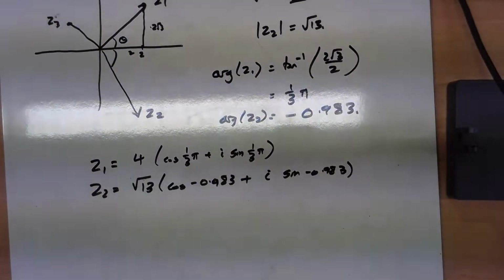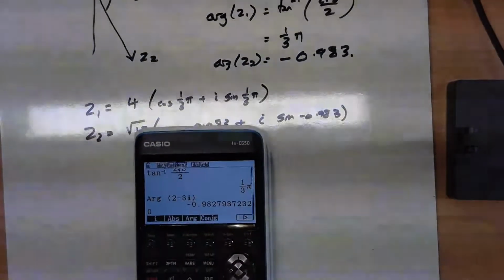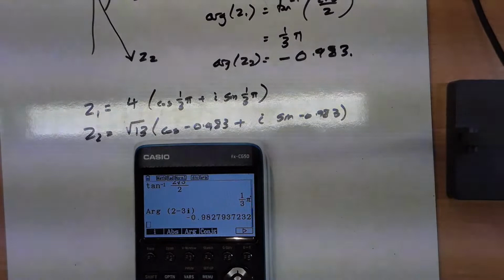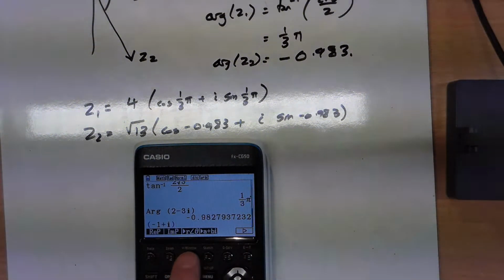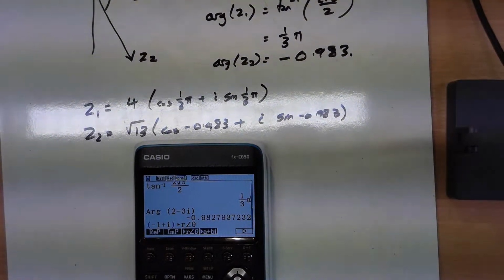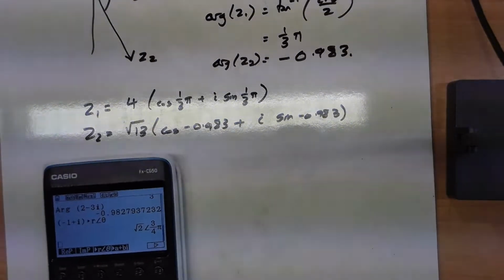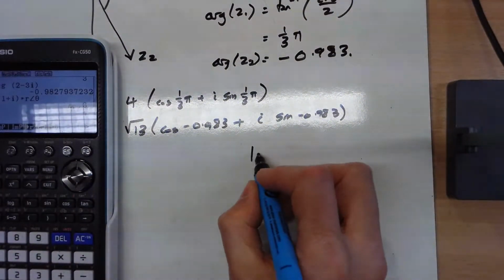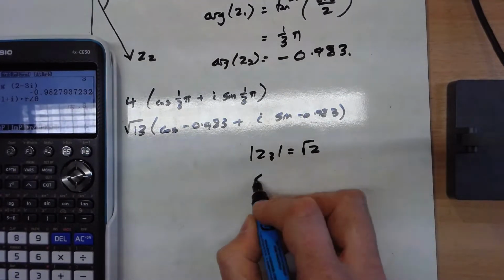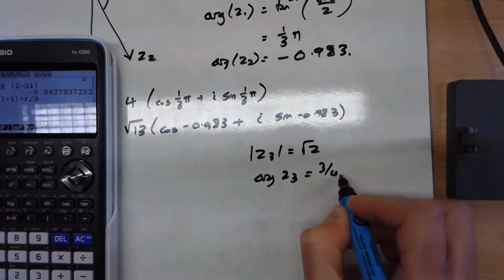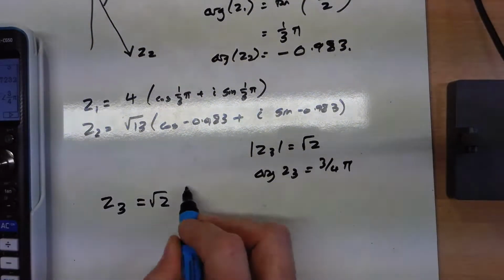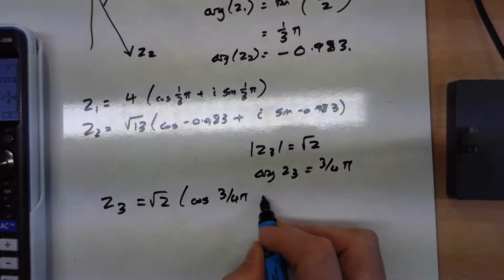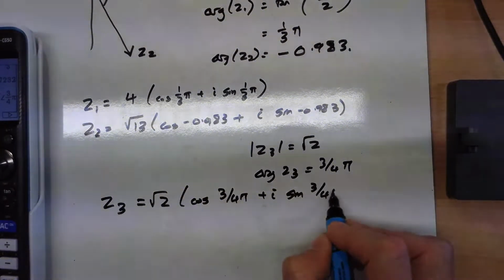Now I've left Z3 on purpose because I want to show you Z3 just totally on the calculator. So Z3 is minus 1 plus i. And if I put minus 1 plus i in the calculator, and I'm still in this complex number mode, I actually have a button here that says just change it into its modulus argument form. And it tells me straight away that the modulus of Z3 was root 2. The argument of Z3 is 3/4 pi, and that means I could go straight to Z3 equals root 2 cos 3/4 pi plus i sine 3/4 pi.